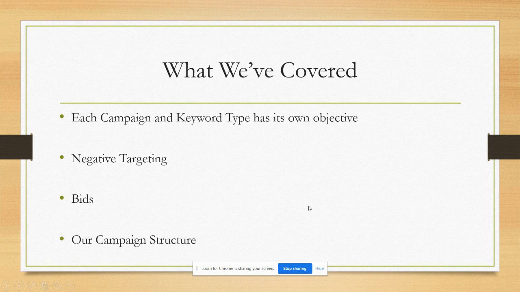So in this video, we covered how each campaign and keyword type has its own objective, how negative targeting works, how bids work, and how to build a winning PPC campaign structure.